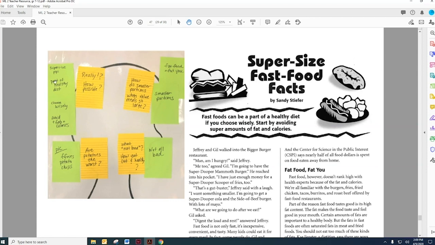My pre-reading questions were, how is it possible to have fast food part of a healthy diet? How do you have smaller portions when value meals are so big? How can you eat out and be healthy at the same time? Are potatoes the worst food for us in terms of bad eating? So those are my 4 pre-reading questions. You can use those and look for answers, okay? Or use your own pre-reading questions and look for answers.